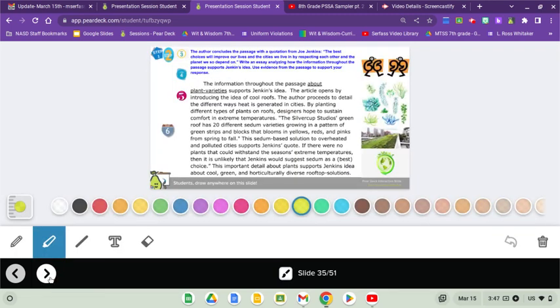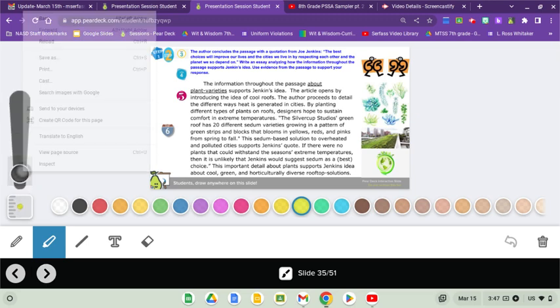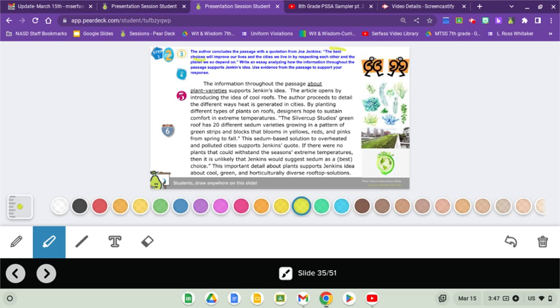Excellent. So here on slide 35 is a sample answer that attempts to address that prompt. And what you're going to look at is a body paragraph. Okay, so let's take a look. The author concludes, let's keep our highlighter on. I'm going to shrink it down just a tiny bit though. The author concludes the passage with a quotation from Joe Jenkins: "The best choices will improve our lives in the city by respecting each other and the planet we so depend on." Write an essay analyzing how the information throughout the passage supports Jenkins' idea. Use evidence from the passage to support your response.